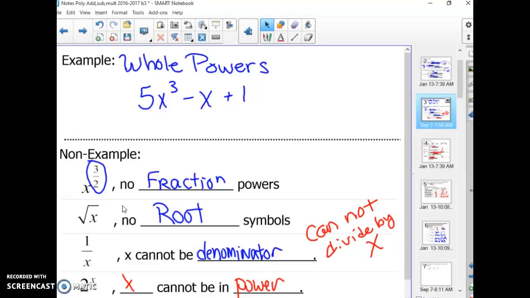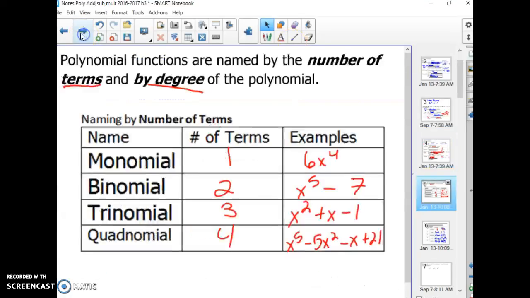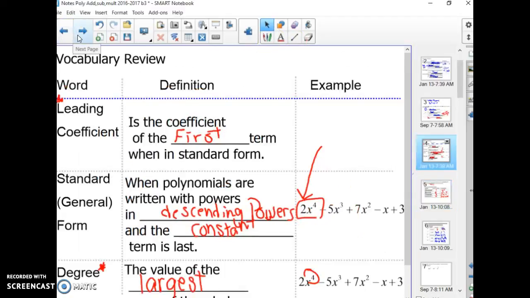Polynomials, you can't have x in the denominator, so you can't be dividing by x. If it divides by x, it's not a polynomial. And you can't have x be in that power spot, in that exponent spot. So, right? A few little other things.